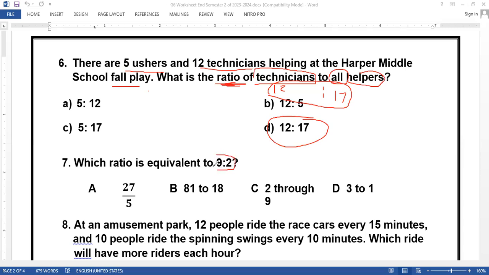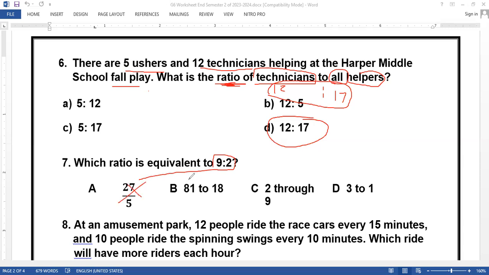Which ratio is equivalent to 9 to 2? Look, 9 to 2. First of all, we should know the first term is greater than the second term. Now, 9 to 2. Here, 17 to 5. So the first term becomes 27, so 9 multiplied by 3 is 27. But 2 multiplied by 3 is not 5. So we cancel this. 81 to 18.